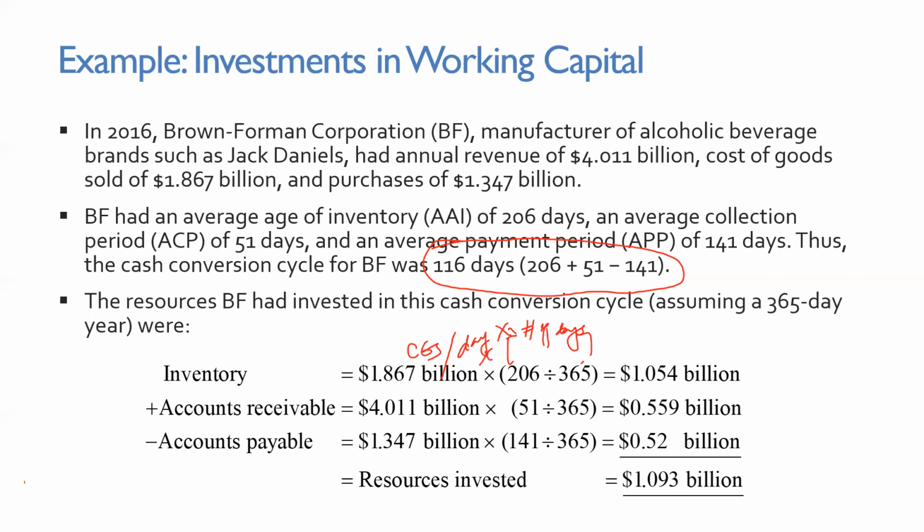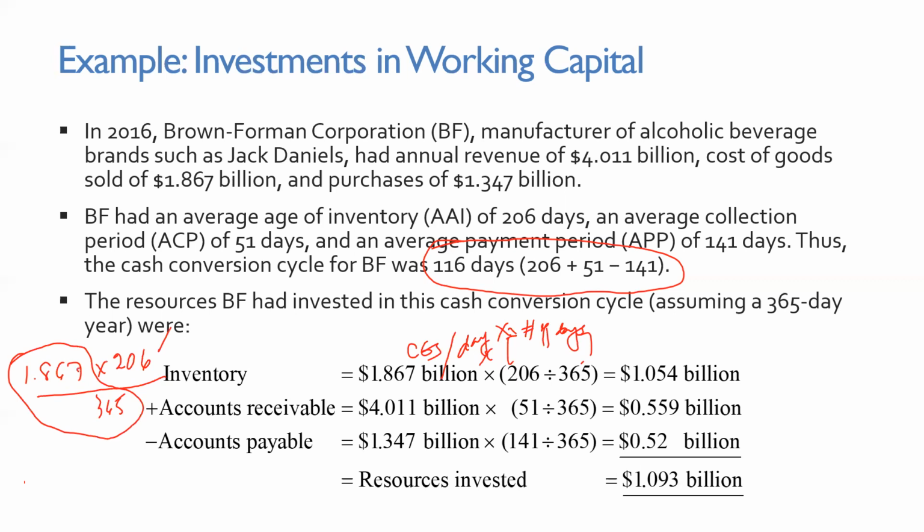Right? Essentially, yun yung nangyari. No? So that is 1.867 times 206 days over 365 days. So parang pwede mo rin i-interpret yan na magkano yung cost of goods sold per day times the number of days in inventory. And that's the amount of cash that is stuck in your inventory.